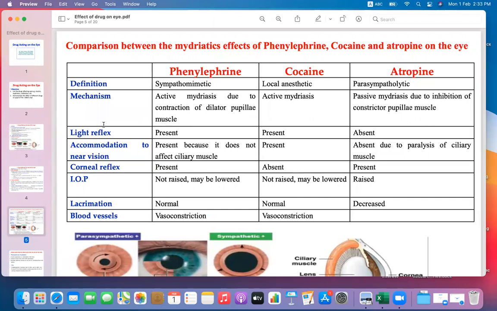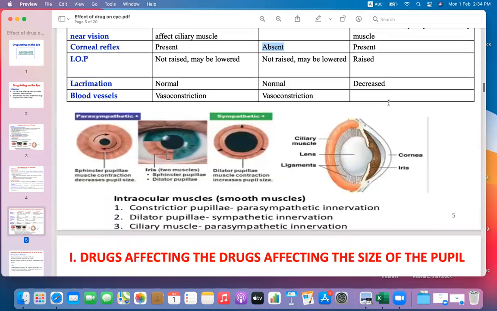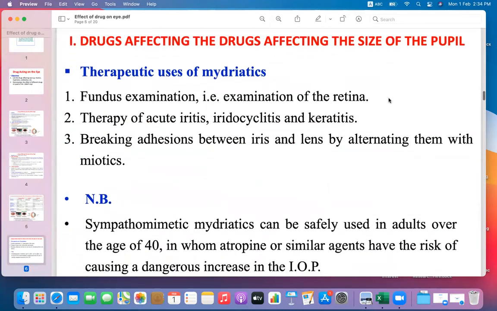So just remember, the light reflex is absent in atropine, and the corneal reflex is absent in cocaine. So you are able to differentiate between phenylephrine, cocaine, and atropine.